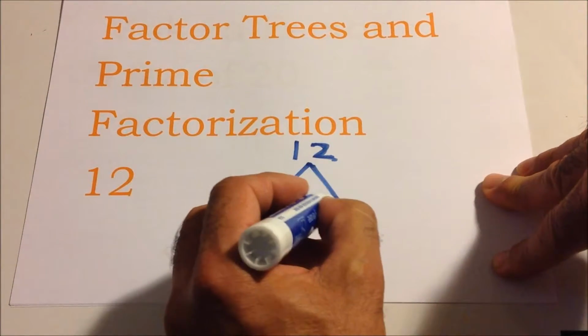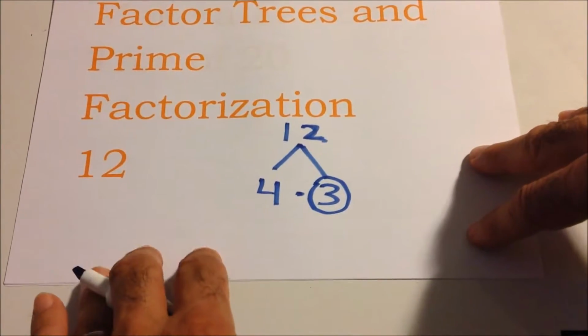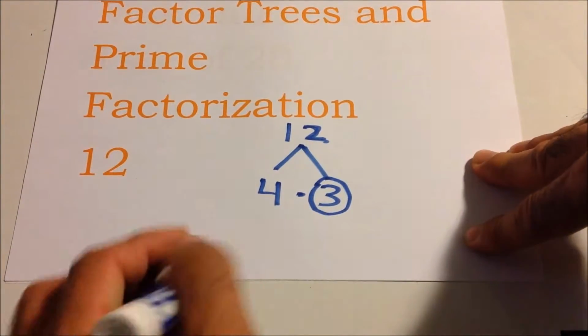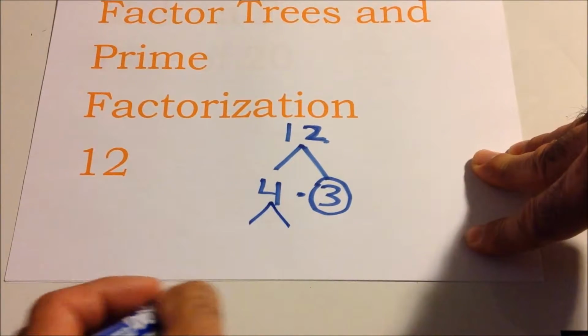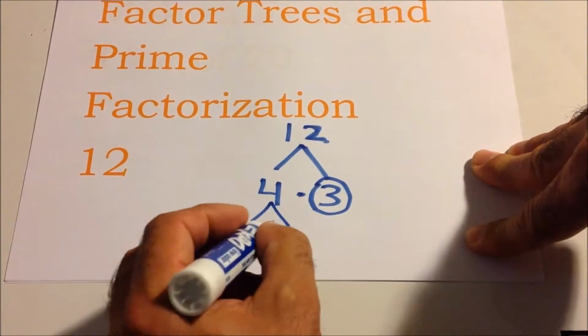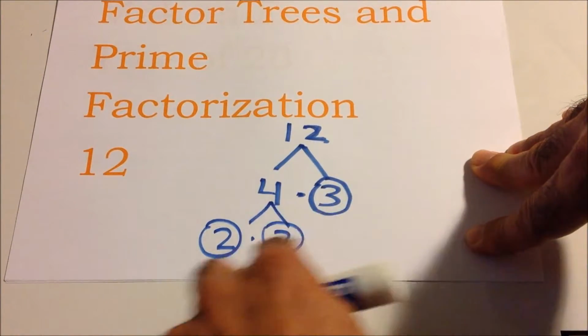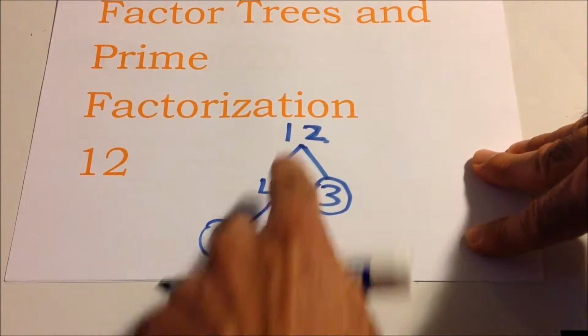And the only prime number so far is 3, so we'll circle the prime number. But 4 is not prime. So we'll keep going until we get all prime. So with 4, you can do 2 times 2. And I'll circle when they're prime. So 2 times 2 times 3 is the prime factorization of 12.